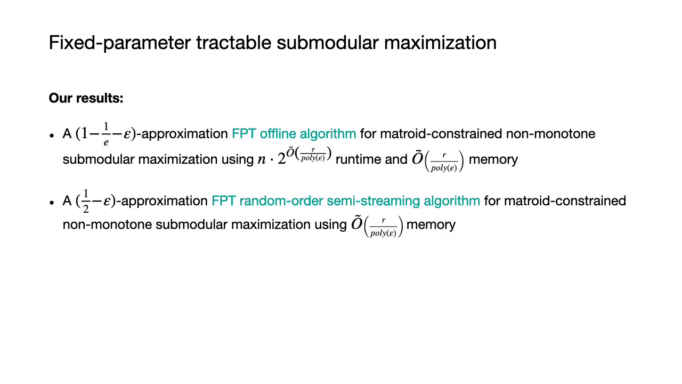In this work, we close the remaining gap. Specifically, we design a near 1-1/e approximation FPT algorithm for Matroid constraint non-monotone submodular maximization. Our algorithm has a runtime that has linear dependence on the total number of elements n and exponential dependence on the Matroid rank r, and its memory usage is near linear in the Matroid rank r. We also design a near 1/2 approximation FPT random order semi-streaming algorithm, which I will elaborate on shortly.